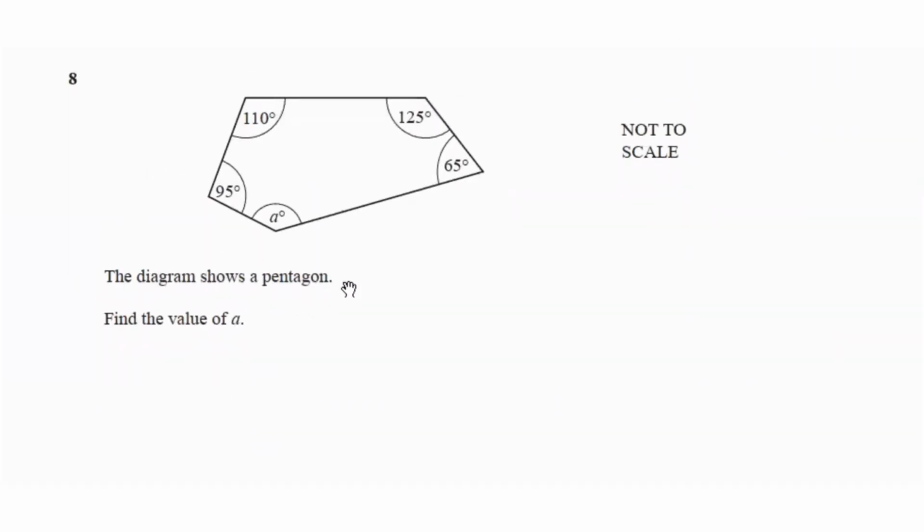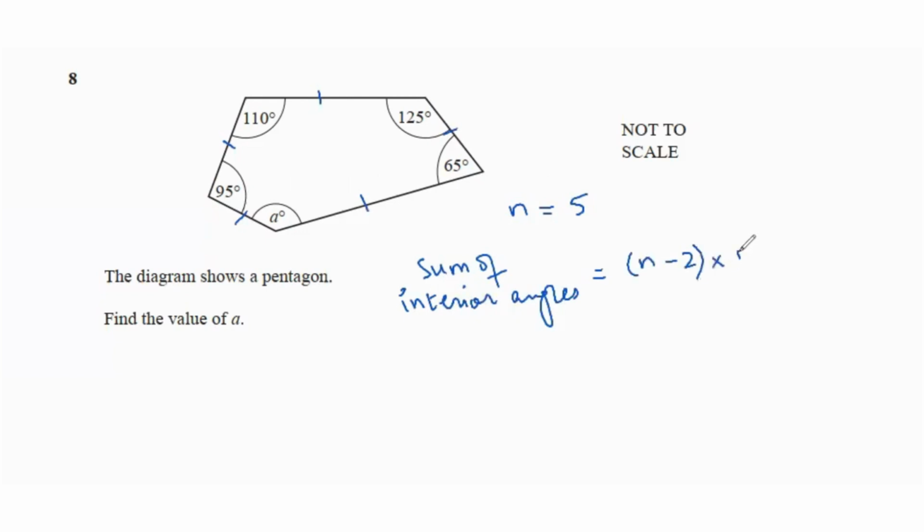Question 8 shows us a pentagon and we have to find the value of A. So since there are 1, 2, 3, 4, 5 sides, n is 5. So first we find the sum of angles. Sum of interior angles is going to be n minus 2 times 180. That is the formula. So n is 5. 5 minus 2 times 180 is going to be 3 times 180, and that is going to be 540 degrees.